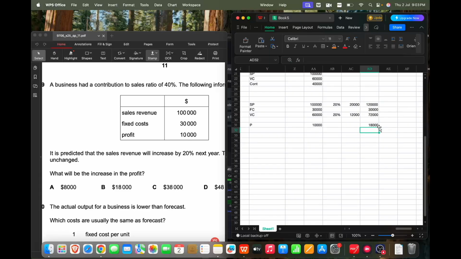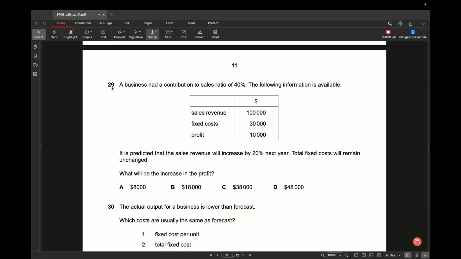But remember, this is not the answer. The question was asking what will be the increase in profit. Last time we had a profit of 10,000, now it is 18,000, so it will increase by 8,000. So the right answer for 29 is A.